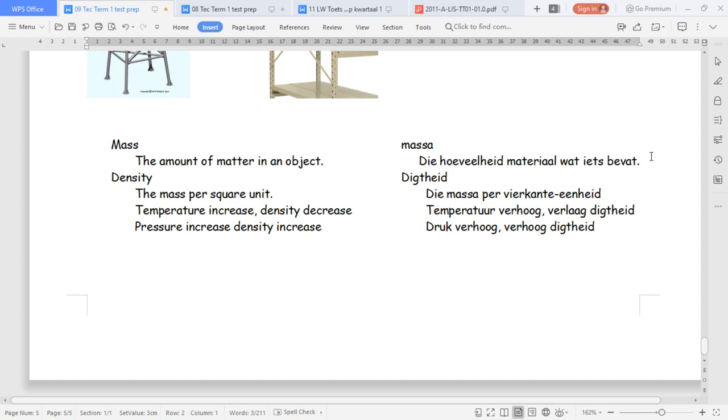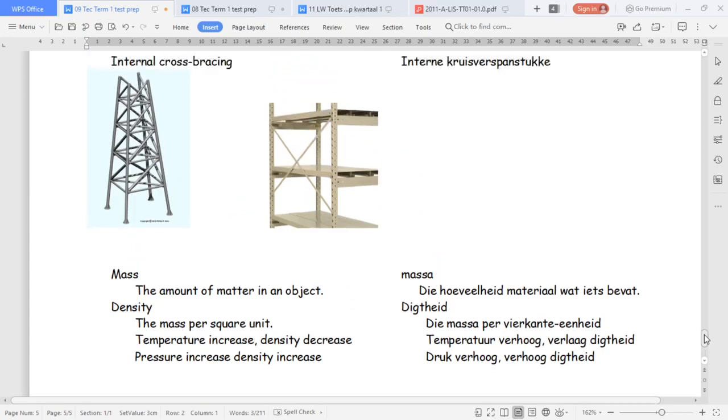Alright, so with this density you can either just learn it off by heart, or you can just think about the atoms and how the atoms behave in this piece of material that you've got, in the piece of steel or wood or whatever. Alright, so that is the revision for term 1.